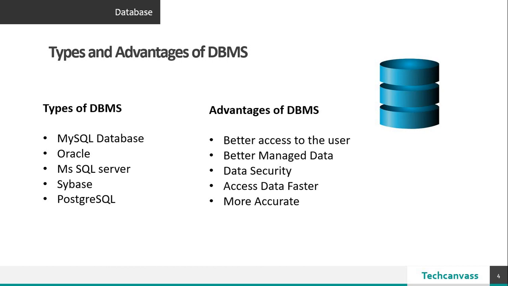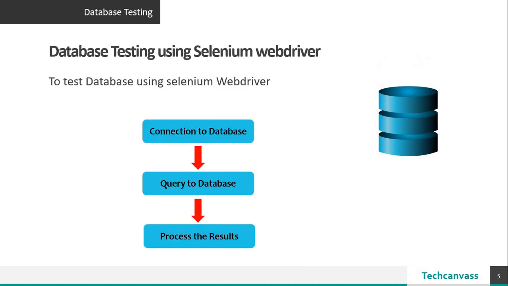And now we should try and understand how to test a database using Selenium WebDriver. In order to test database using Selenium WebDriver, the first thing we need to do is establish a connection to the database. Once the connection is established, we need to query the database. Here the query is based on your requirement. And the last step is to process the results. So let's look at them one by one.